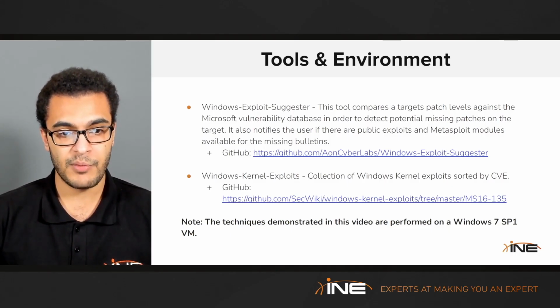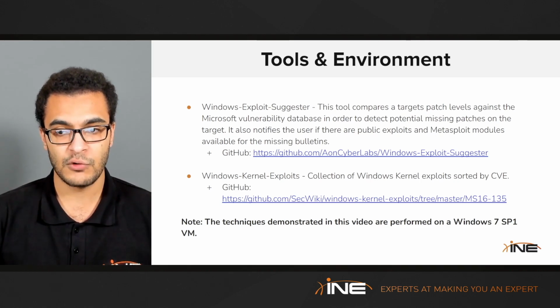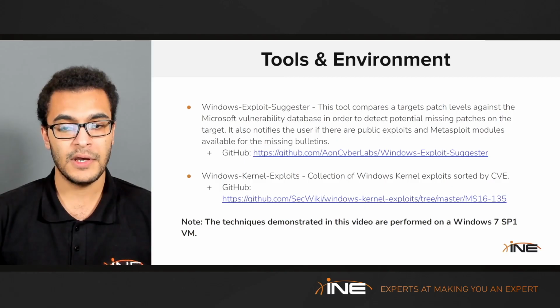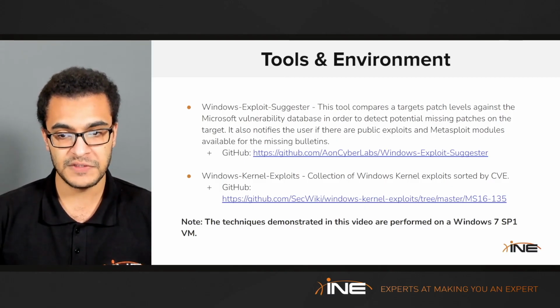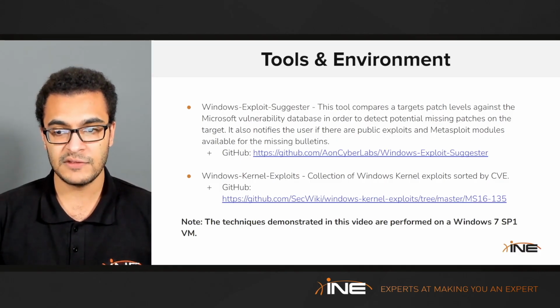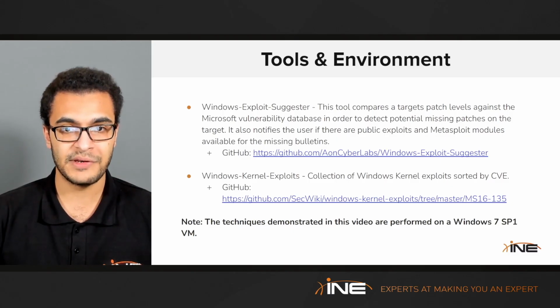And then we have another GitHub repository called Windows Kernel Exploits. This is essentially a collection of Windows kernel exploits sorted by CVE. The great thing about this repository is it sorts the kernel exploits based on the Microsoft Vulnerability ID. In this case, the link I've posted is to the MS16-135 vulnerability, which is a vulnerability within the Windows kernel that allows for local privilege escalation, right? And we'll be taking a look at how to do this both automatically with Metasploit as well as manually.